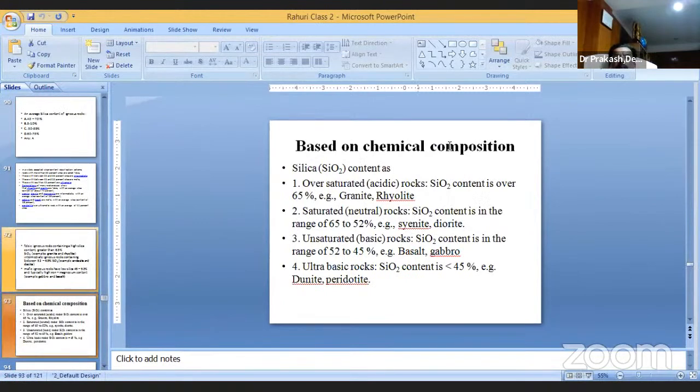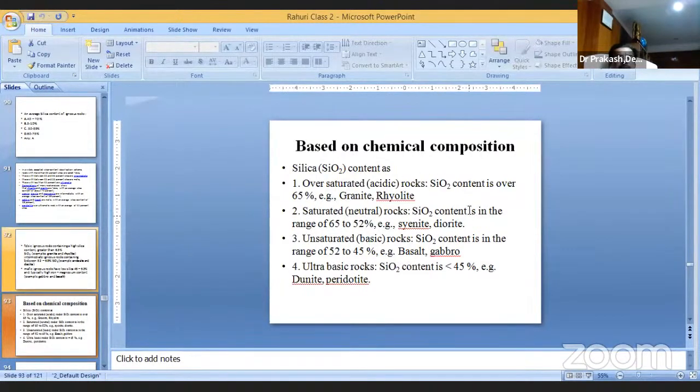So based on chemical composition, that is SiO2 content, oversaturated igneous rocks are those having SiO2 content greater than 65%. Examples: granite and rhyolite. Same examples apply for different questions. Saturated neutral rocks have SiO2 content in the range of 65 to 52%. Unsaturated basic rocks have SiO2 content of 52 to 45%. Ultra basic rocks have SiO2 content less than 45%. Dunite and peridotite are the examples for this.